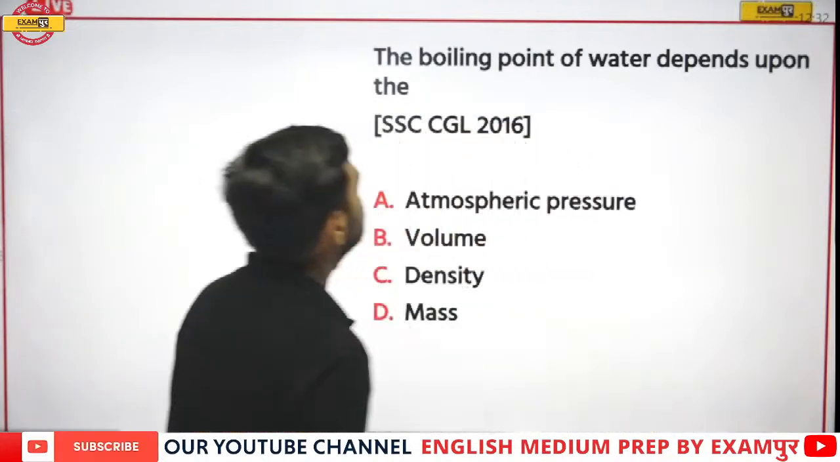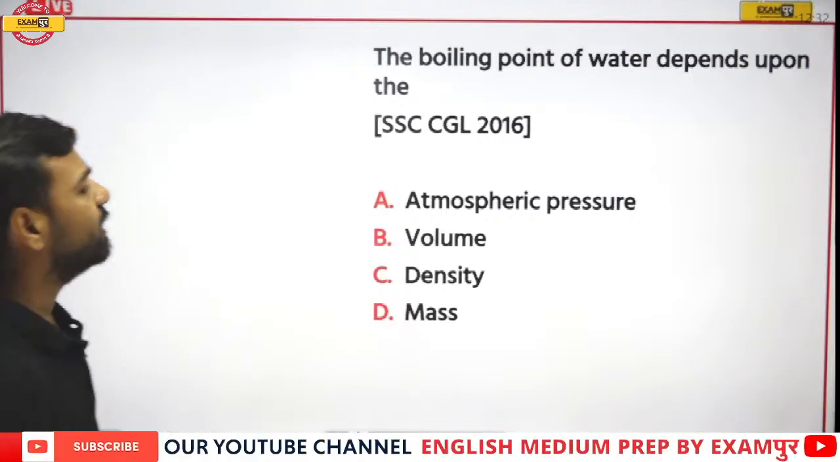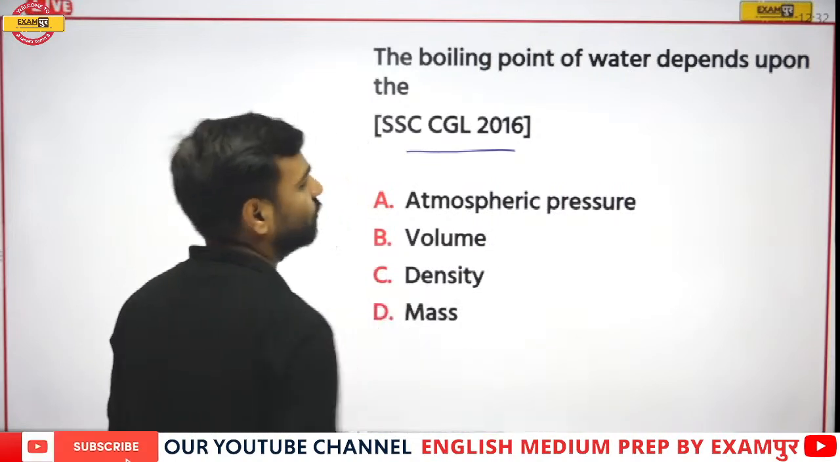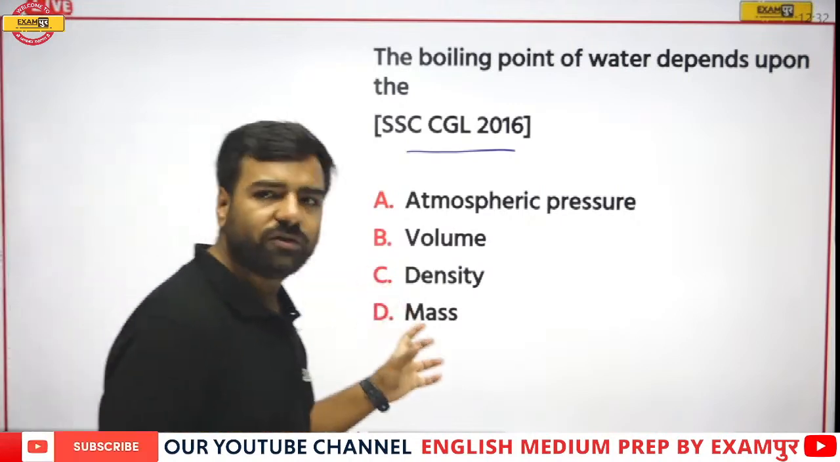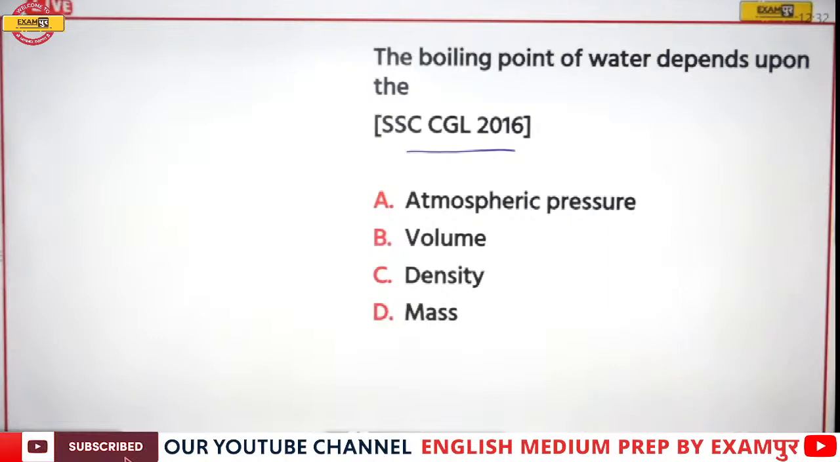Next question is: the boiling point of water depends upon what? Now this is from CGL 2016 and we have just explained it. I guess everyone can answer this now. The boiling point of water depends upon what? Is it atmospheric pressure? Is it volume? Is it density? Or is it mass? What is going to be the correct one? Boiling point is depending on what?